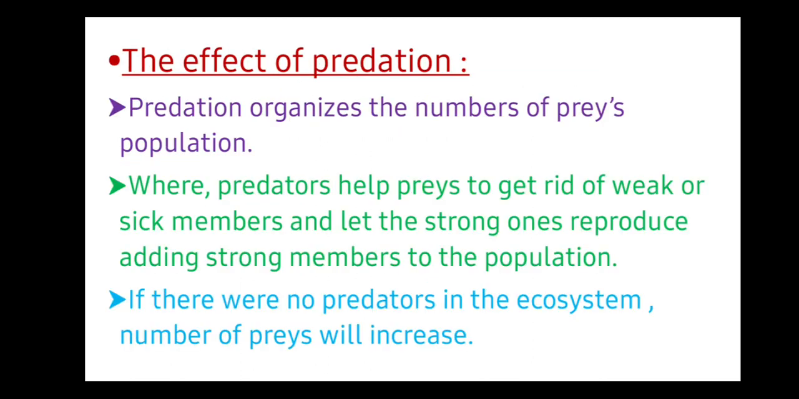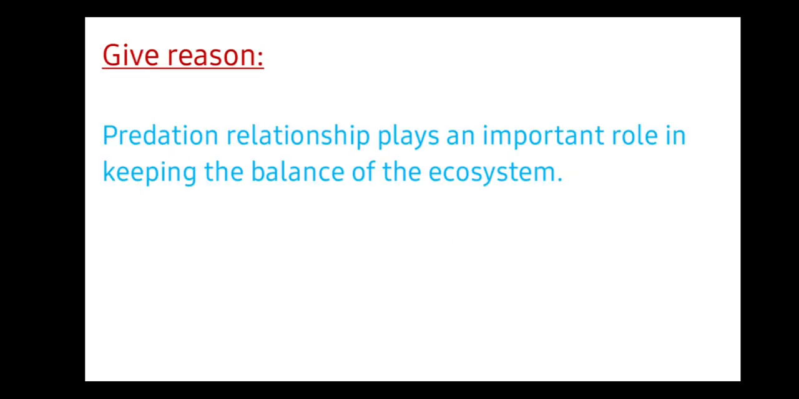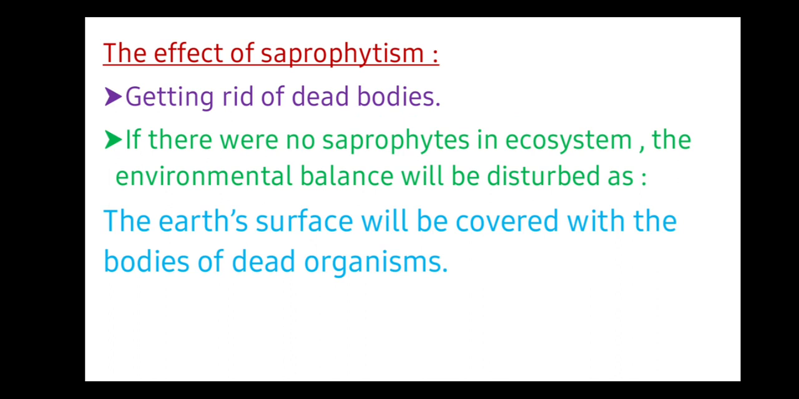What will happen if there were no predators? It means that the number of prey in the ecosystem will increase. If there are no saprophytes, what will happen? It means that the Earth's surface will be covered with the bodies of dead organisms. Okay? Thank you, Junior 5.